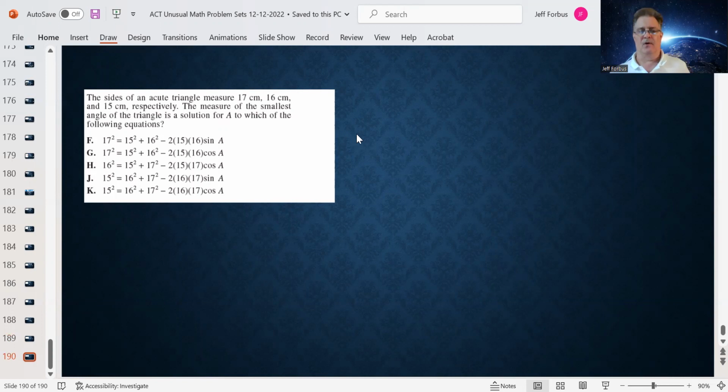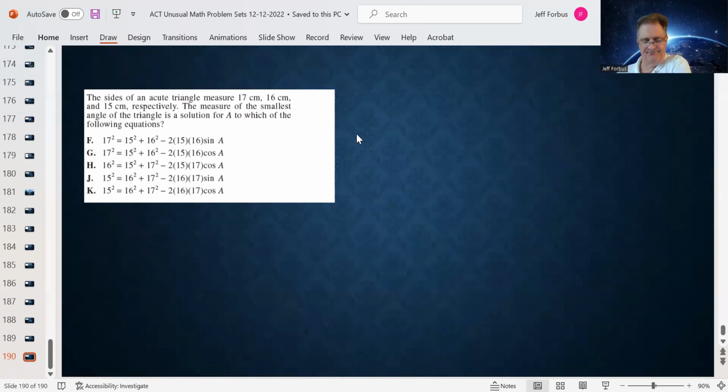Many of you need to know the law of cosines here. A lot of the time the law of cosines is written in a note, the standard formula. But in this case, they've got all your answer choices listed in that format. Now it says the sides of an acute triangle measure 17, 16, and 15. The measure of the smallest angle of the triangle is a solution for angle A to which of the following equations?